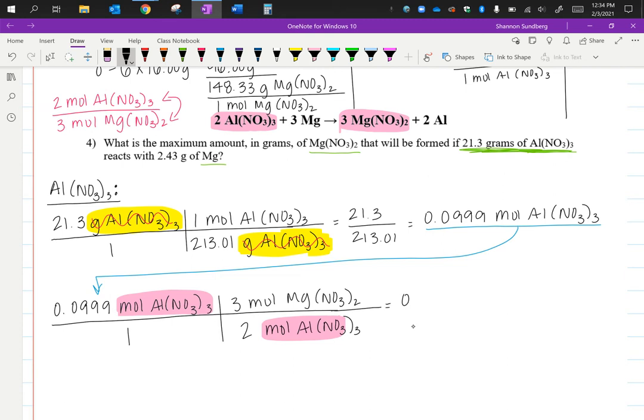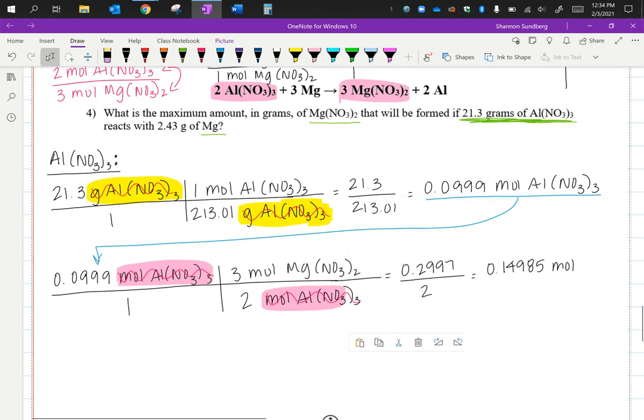I'm going to get 0.2997. Multiply across the bottom, I'm going to get 2. Divide those two numbers, I'm going to get 0.14985 moles of what's left over. Well, what's left over? Not these guys. MgNO3, 2 is what's left over.